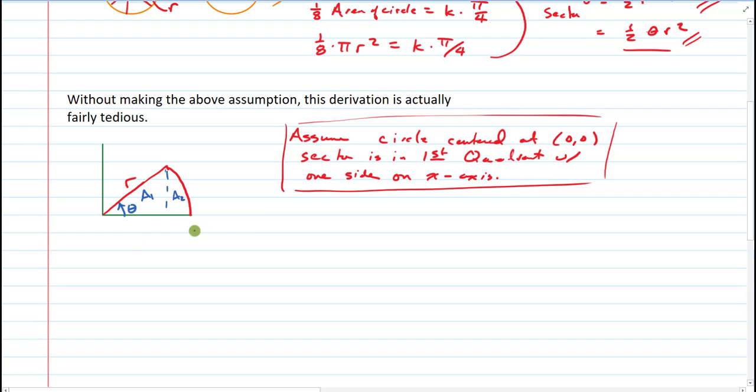So first of all, the area of the sector is equal to A1 plus A2. Let's say A1 is 1/2 times its base times its height. It's a triangle. We're assuming we have that formula.